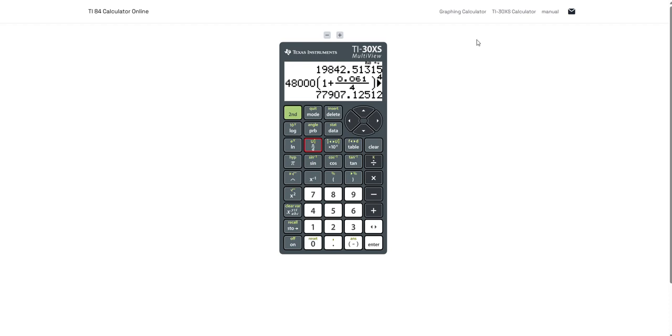So we have this right here. We're rounding to the nearest $100. So the 0 after the 9 would make it go to 77,900.